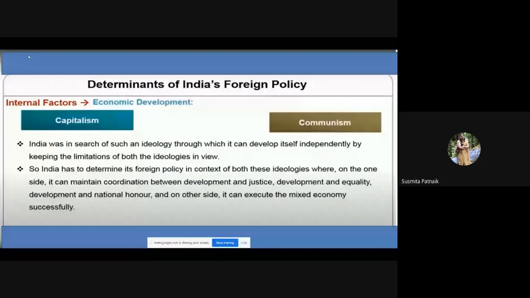Then the next one is that India is in between the ideologies of capitalism and communism. India was in search of such an ideology which was not in favor of capitalism, not in favor of communism, but an independent ideology, keeping India free from both ideologies. आमर जो कैपिटलिज्म आइडियोलॉजी और कम्युनिज्म जो आइडियोलॉजी अच्छी, ए दीटा जाक आइडियोलॉजी को छाड़ी करी इंडिया कोन करछि गोटे नुवा आइडियोलॉजी को एक्सेप्ट करे चेष्टा करछि. So India has to determine its foreign policy in the context of both ideologies, where on one side it can maintain coordination between the two nations. It wants to adopt that type of ideology in its foreign policy by which there will not be any harm to the capitalist or the communist nations.